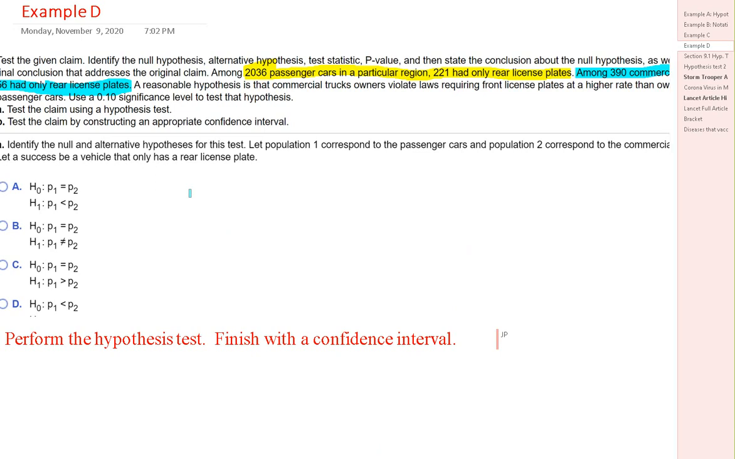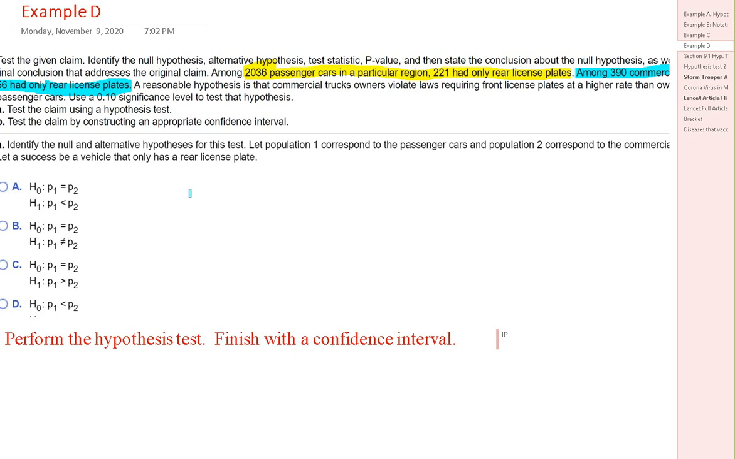So, they're not saying much about how the sample was obtained, so we can't say much about that, but it is telling us that we've got at least 5 successes and 5 failures amongst those two. So let's see if we can do something here. Population 1 corresponds to the passenger cars. So cars is P1 and trucks is P2.